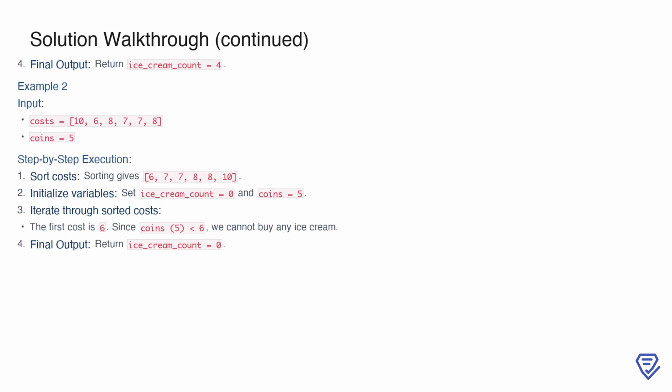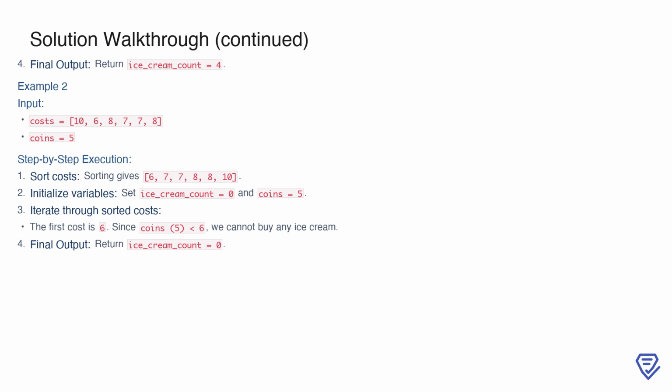For the next example, the costs are 10, 6, 8, 7, 7, 8, and we only have 5 coins. Sorting these costs gives 6, 7, 7, 8, 8, 10. Again, we initialize the ice_cream_count to 0 and begin iterating through the sorted list. However, the first cost is 6, which is greater than the coins we have.